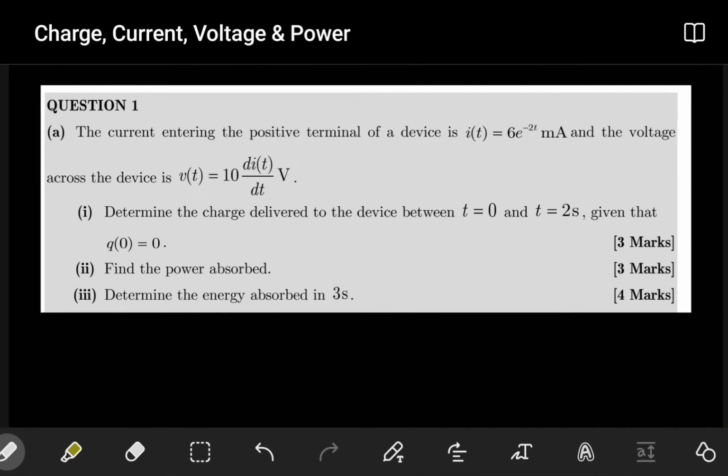Hi guys, in this tutorial we're going to look at current, charge, voltage and power. At the end of the tutorial you should be able to handle questions like this where you have a current given as a function of time, so you're dealing with AC current, and also know how to handle expressions of voltage given like this. So this is one of the questions you should be able to work out at the end of the tutorial. We're going to look at it as one of the examples.